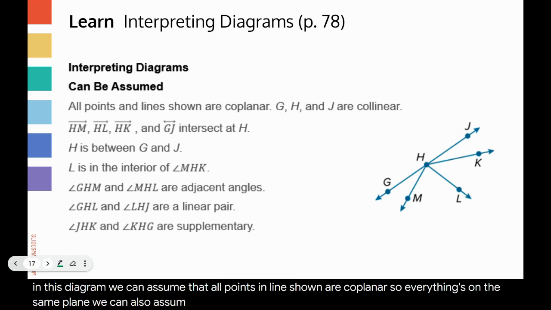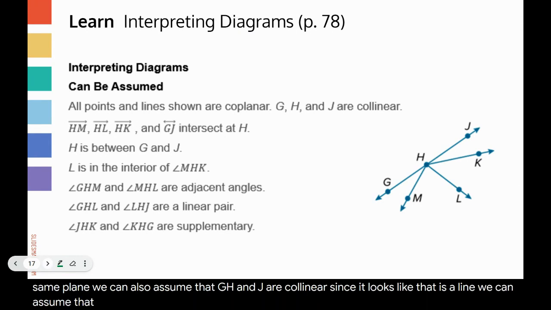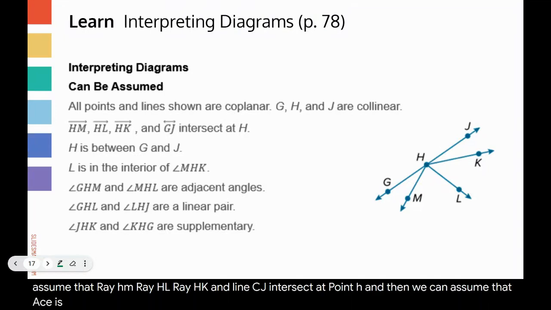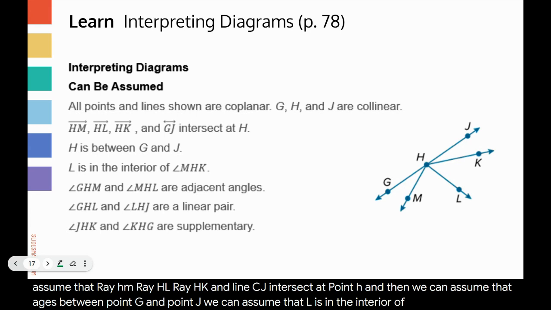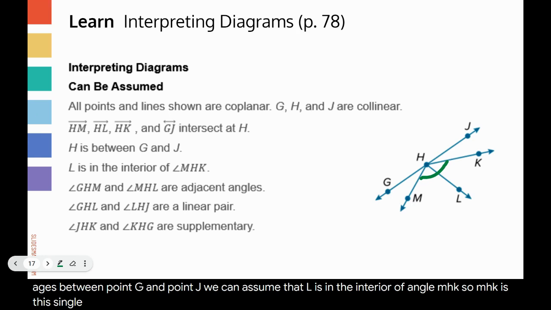We can also assume that G, H, and J are collinear since it looks like that is a line. We can assume that ray HM, ray HL, ray HK, and line GJ intersect at point H. And then we can assume that H is between point G and point J. We can assume that L is in the interior of angle MHK. So MHK is this angle. So point L would be in the interior.